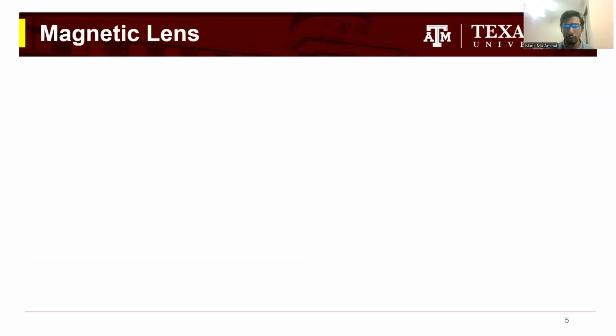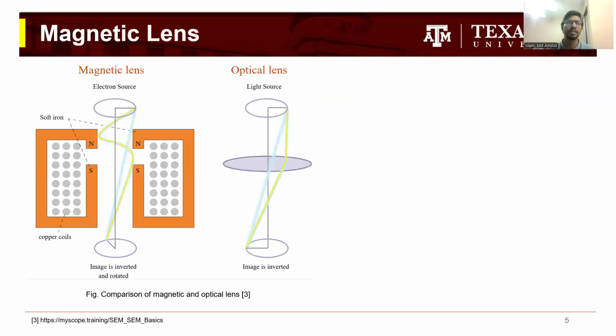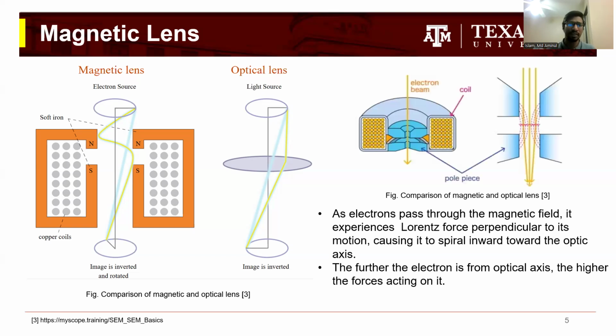Next, we have electromagnetic lenses. Electromagnetic lenses basically guide the beam of electrons. It is very similar to converging and diverging lenses in an optical setup. An electromagnetic lens is basically a copper coil. When electricity is passed through the copper coil, that induces a magnetic field.